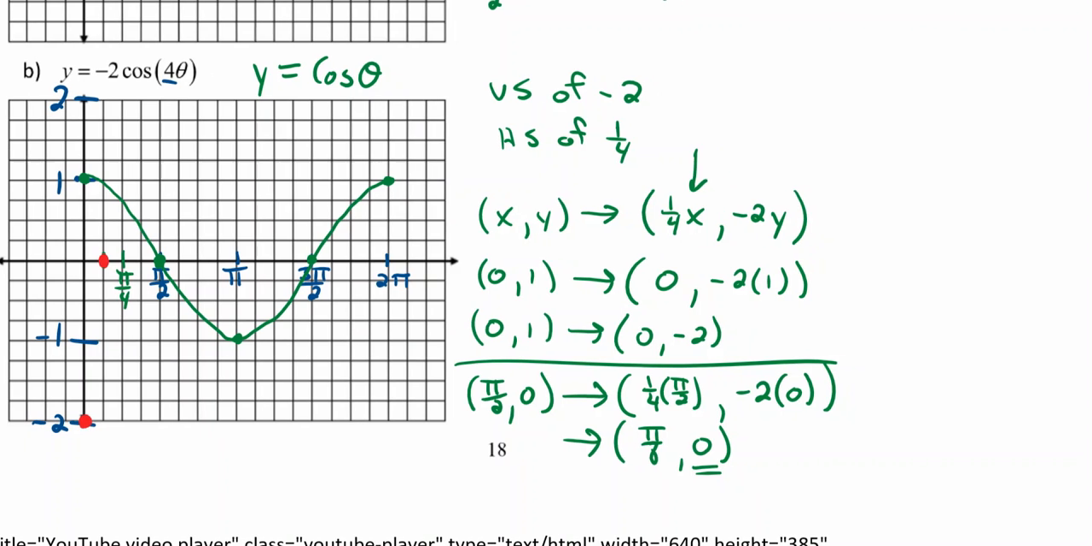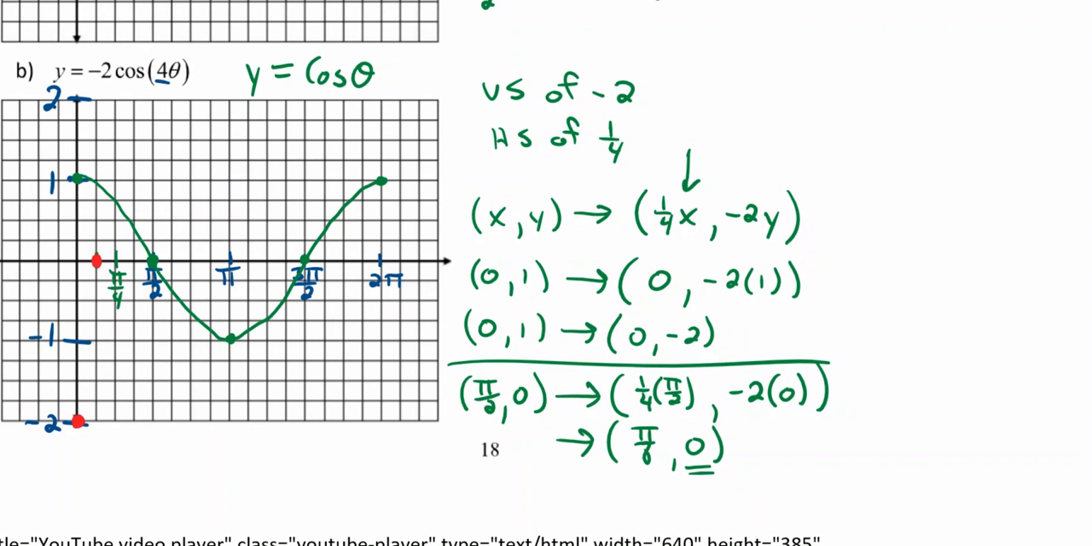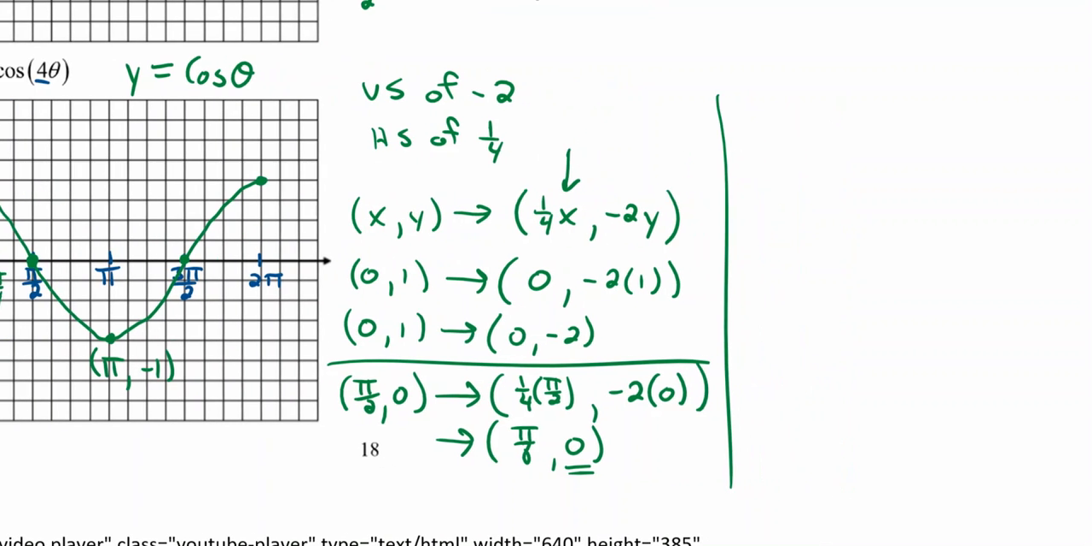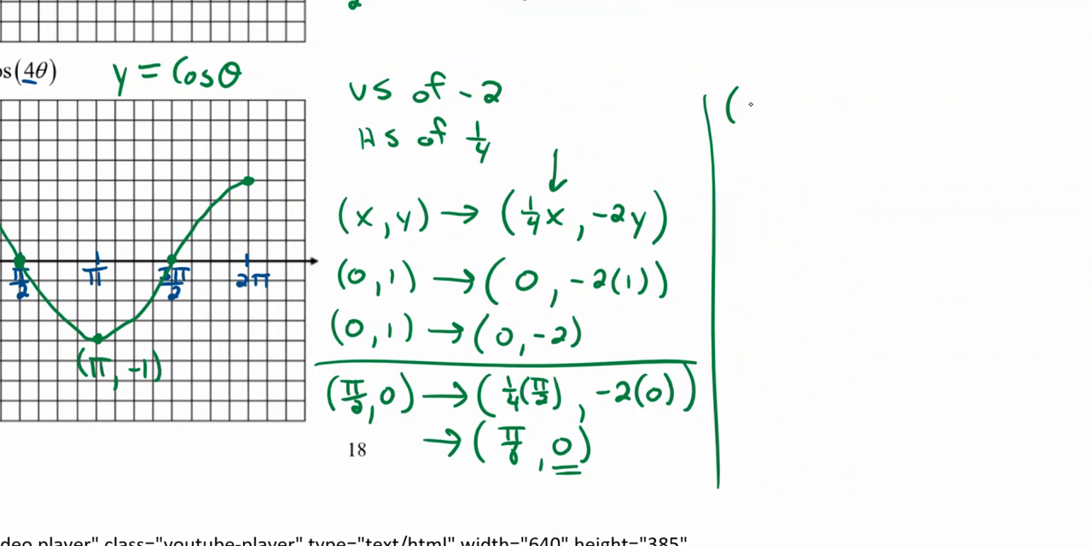All right, so let's keep going here. So let's do this point now. This point here was the point pi, -1. Okay, so let's do that one. So pi, -1 would become 1 over 4 times pi.